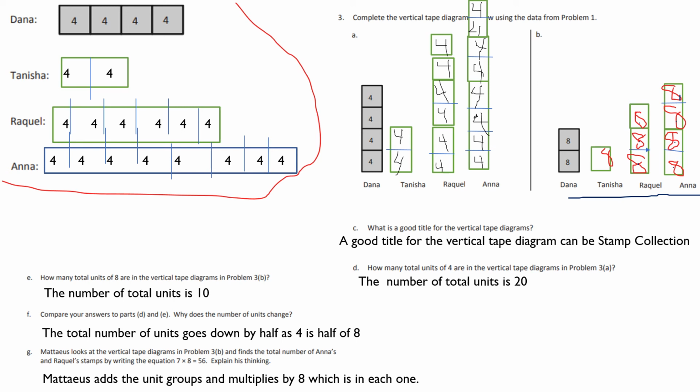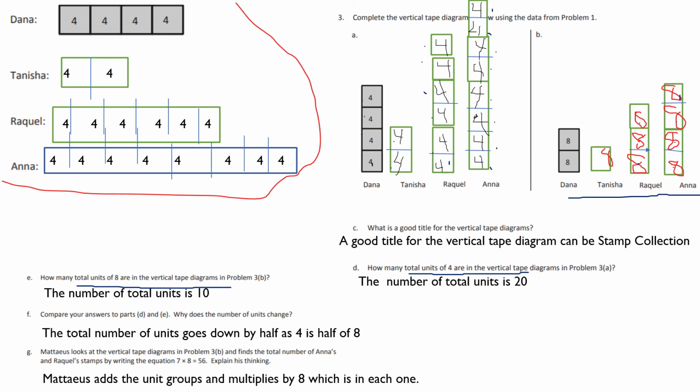For D, it's how many total units of 4 are in the vertical tape diagram. The total number of units is 20. Look, 1, 2, 3, 4, 5, 6, 7, 8, 9, 10, 11, 12, 13, 14, 15, 16, 17, 18, 19, 20. There we go. And how many total units are in the vertical tape diagram in problem 3B?